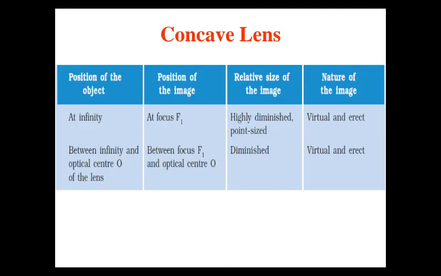In the same way, we can make a table for the concave lens also. Object position: if it is at infinity, the image will be formed at f1, and the size is highly diminished, or highly diminished can also be written as point sized, and the nature is virtual and erect. And in all other cases, the image is formed between the focus and optical center, diminished, virtual and erect.